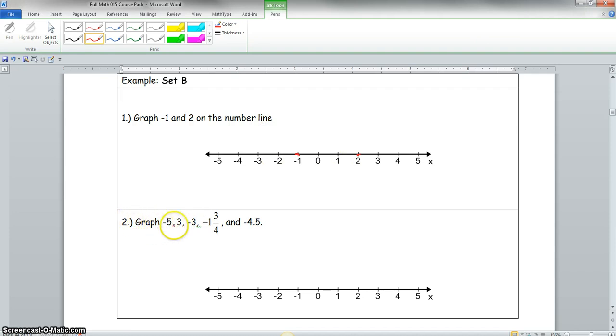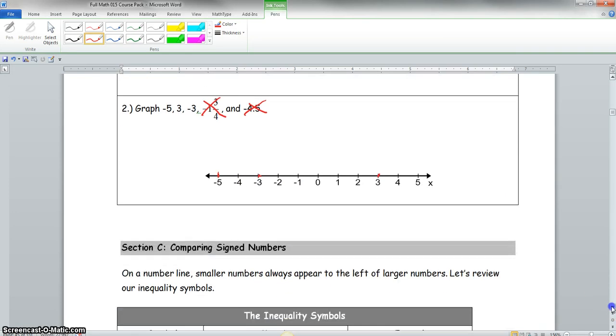Now, for number 2, it says graph -5, 3, -3. Now we need to cross out these last two numbers because we haven't covered fractions or decimals yet. So we will graph -5. Then we will graph 3. And we will also graph -3. And that is it for that problem.